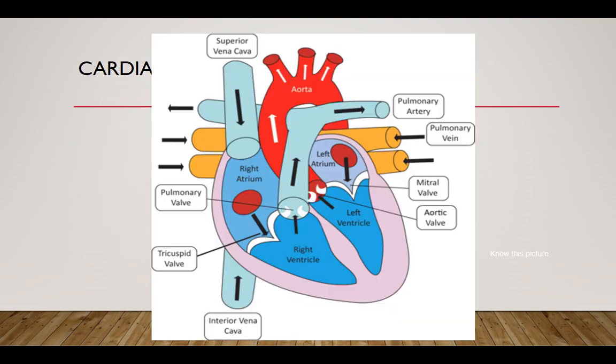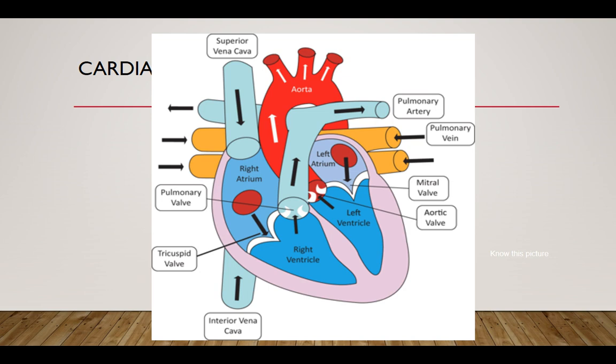Okay? So, on to the cardiovascular system. Normal flow of the heart. Blood comes in the right side of the heart from the body through the inferior and superior vena cava. Remember that? We taught you in Intro to Med-Surg.